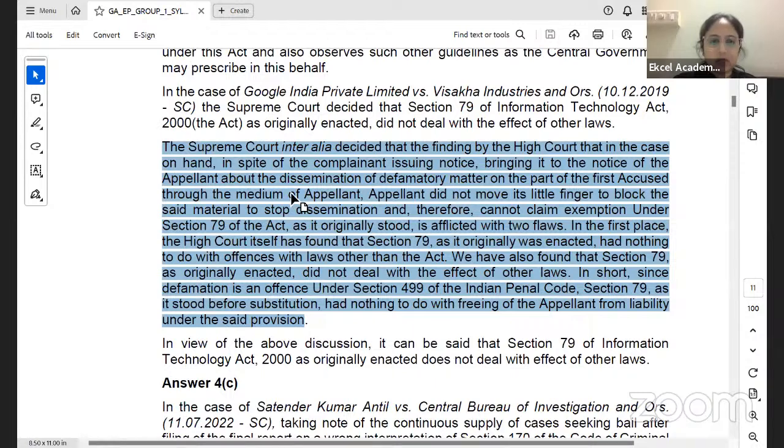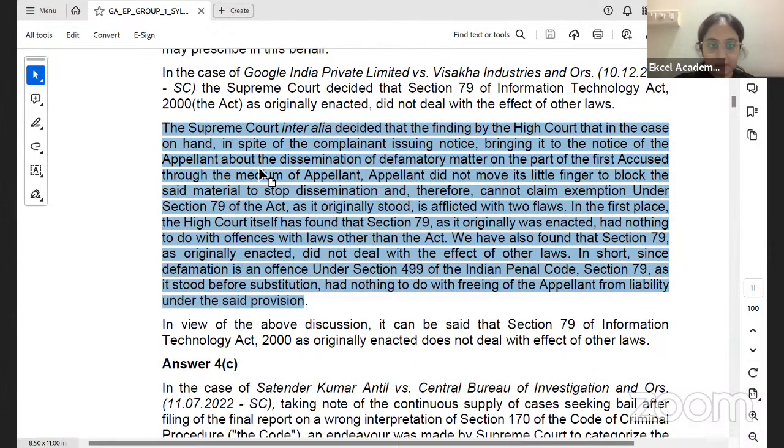So the Supreme Court decided that the finding by the High Court, that in the case on hand, in spite of the complainant issuing notice, bringing it to the notice of the appellant about the dissemination of defamatory matter on the part of the first accused through the medium of the appellant, the appellant did not move its little finger to block the said material to stop dissemination and therefore cannot claim exemption under Section 79 of the Act as it originally stood, is afflicted with two flaws. So here the Supreme Court told something.